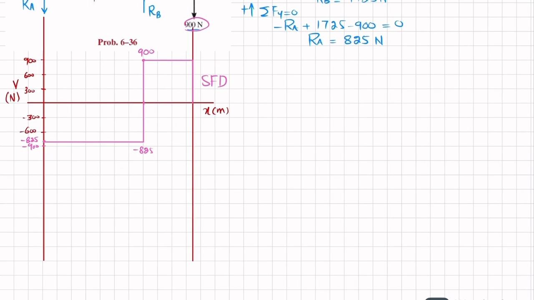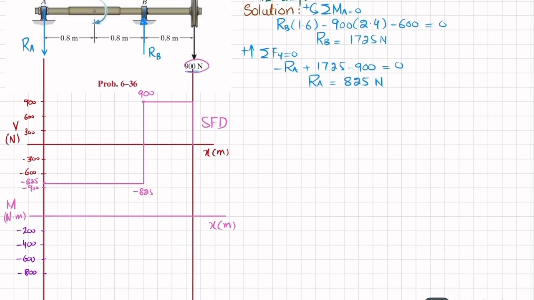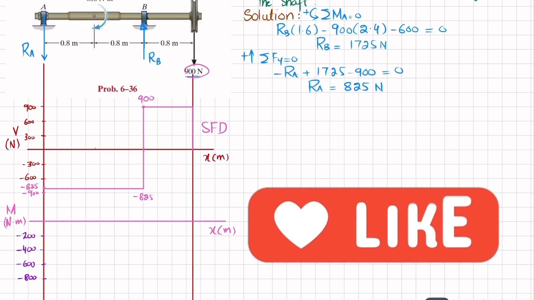Now we'll draw the bending moment diagram. For the bending moment diagram, I will draw a horizontal line, and this x will be in meter. Here we have moment that will be in Newton meter. Let one division be equal to 200. I will choose another color. So my downward is minus 200, minus 400, minus 600, minus 800. Clear?